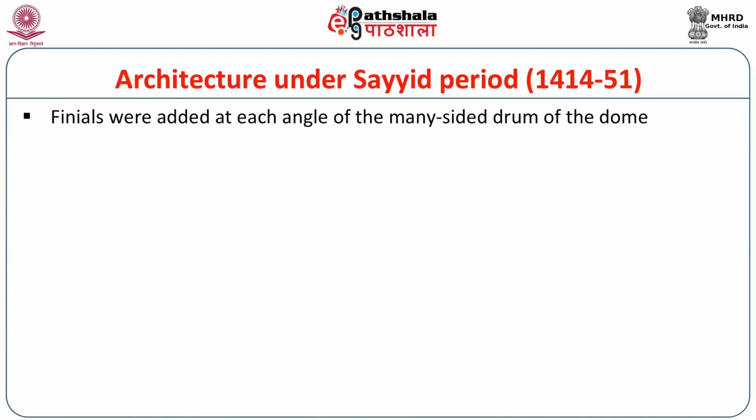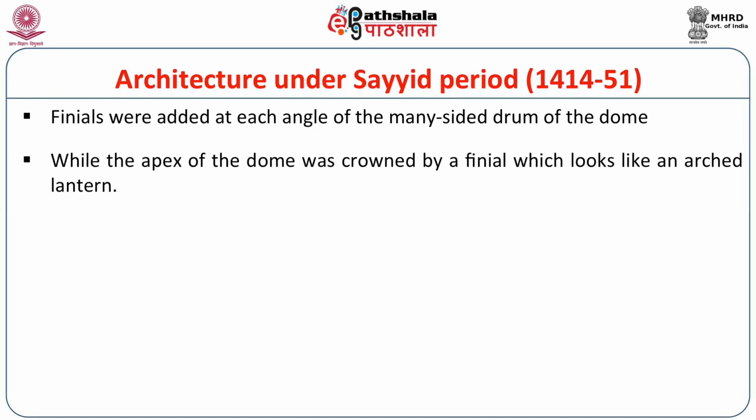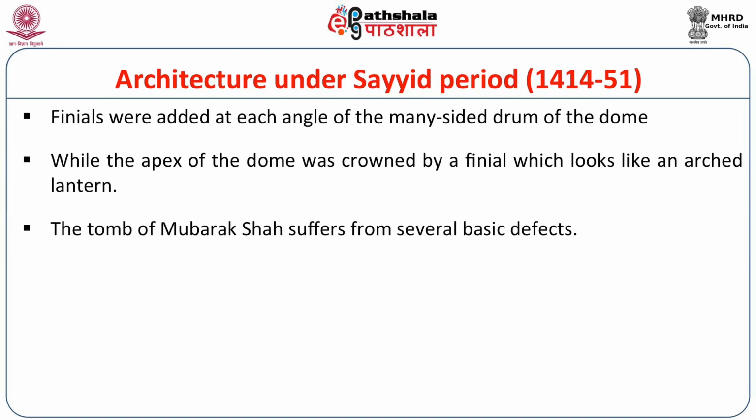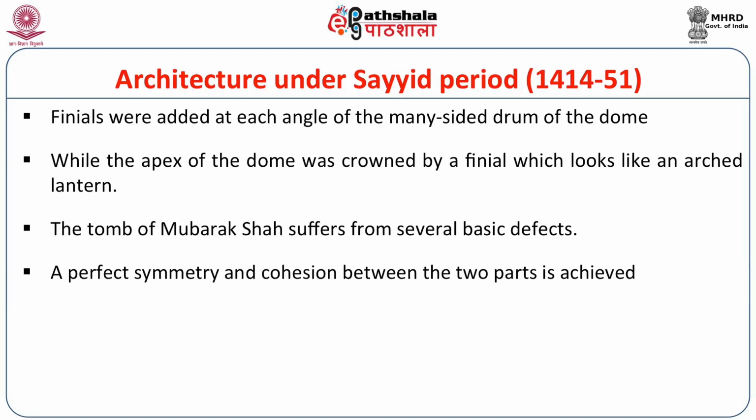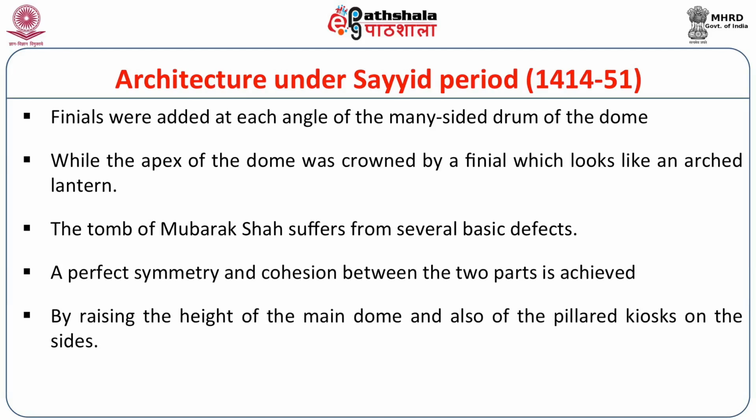Finials were added at each angle of the many-sided drum of the dome, while the apex of the dome was crowned by a finial which looks like an arched lantern. The tomb of Mubarak Shah suffers from several basic defects. A perfect symmetry and cohesion between the two parts has been achieved by raising the height of the main dome and also by the pillared kiosk.